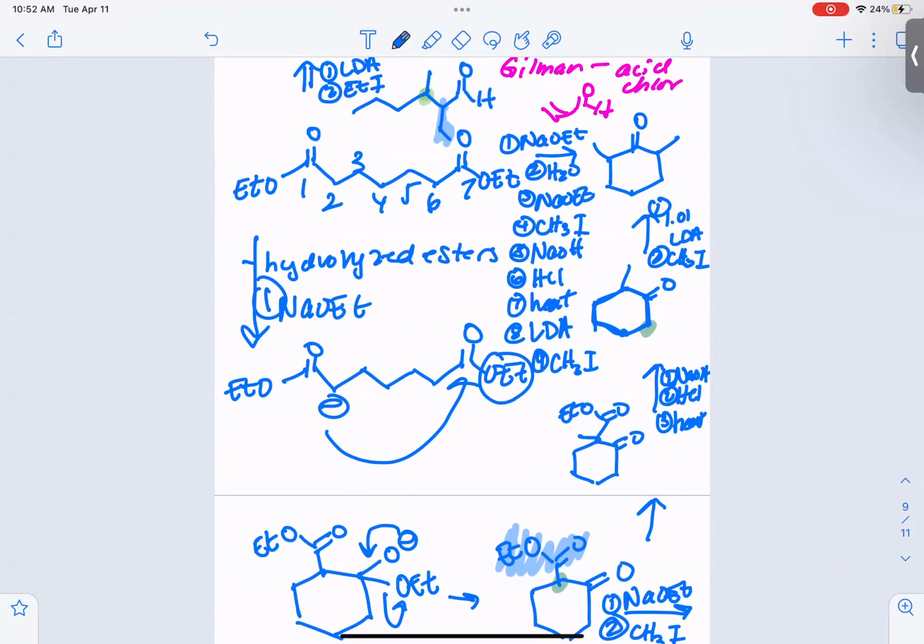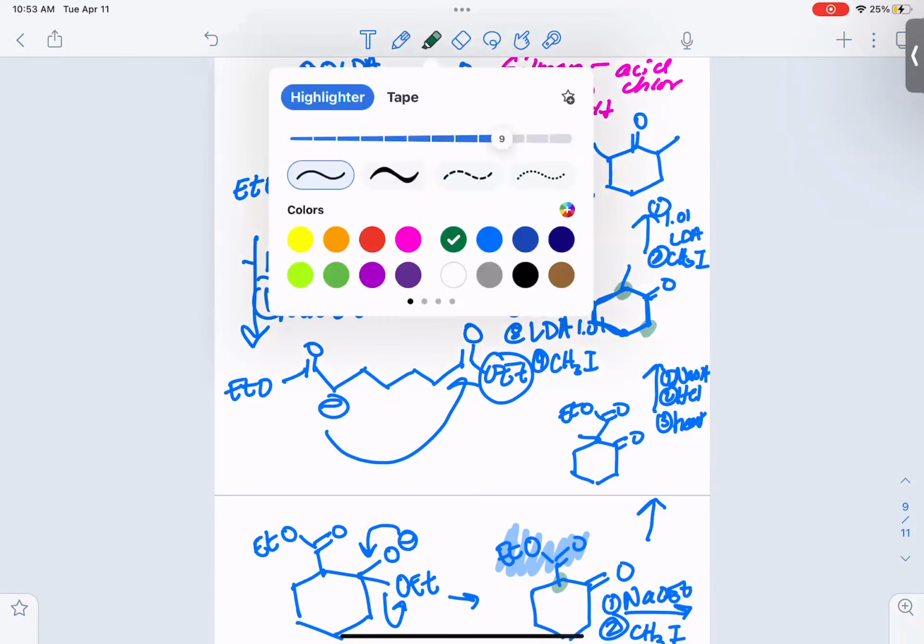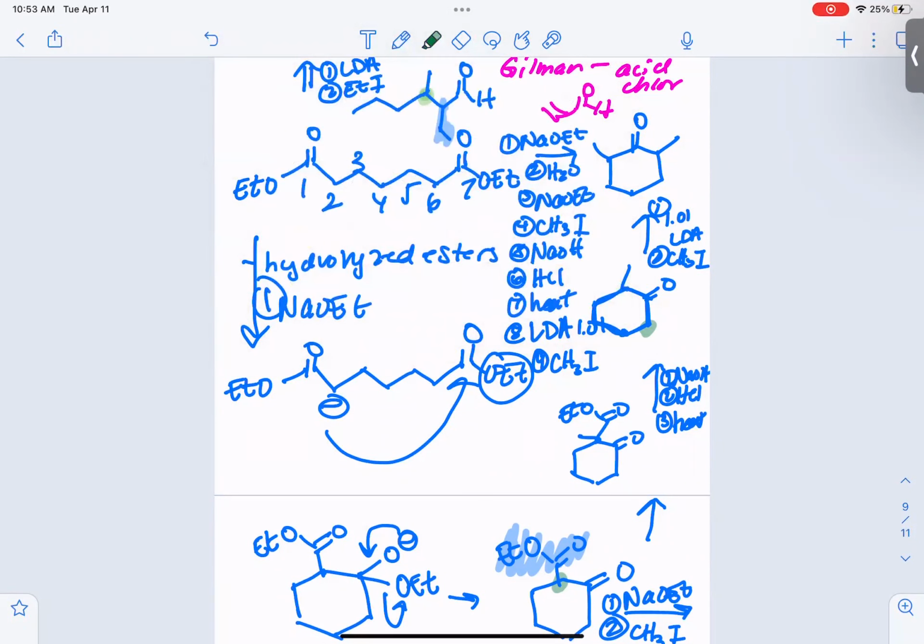AJ, that last step, can you just explain why it adds to that carbon? Because you have two carbons here. You have the pink one that's more substituted and the green one that's less substituted. So you can either do the kinetic or the thermodynamic enolate. 1.01 gives you kinetic, and then 0.99 gives you thermodynamic.